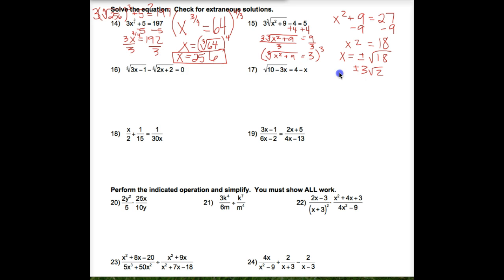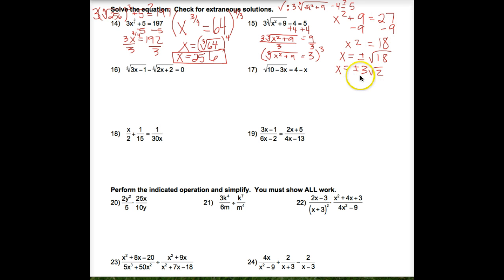So now I need to check that. And I checked it using the radical 18, even though it's not the simplest answer. So when I check, I put in 3 cube root of radical 18 squared plus 9 minus 4, and I'm trying to see if that equals 5. So radical 18 squared is just 18. 18 plus 9 is 27. Cube root of 27 is 3. Times 3 is 9. Minus 4 is 5.